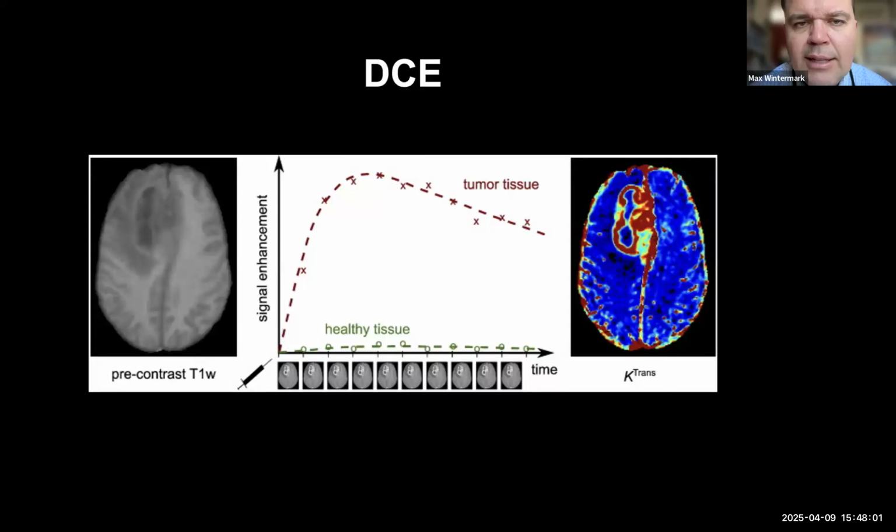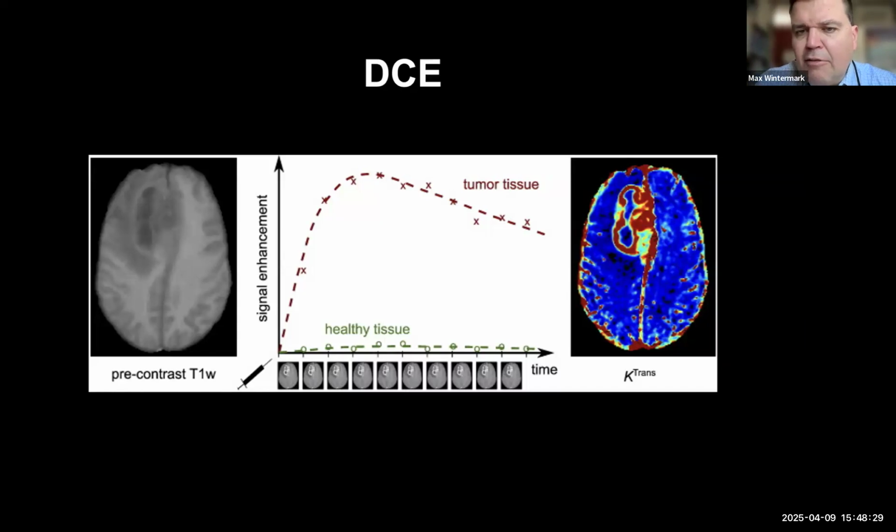I mentioned to you that in DSC, you look at the first pass of the bolus of contrast agent. And in ASL, you label the blood of the patient magnetically, and you also look at the first pass. For DCE, you do not look at the first pass. You look at the equilibrium of that contrast agent between the vascular compartment and the interstitial compartment.